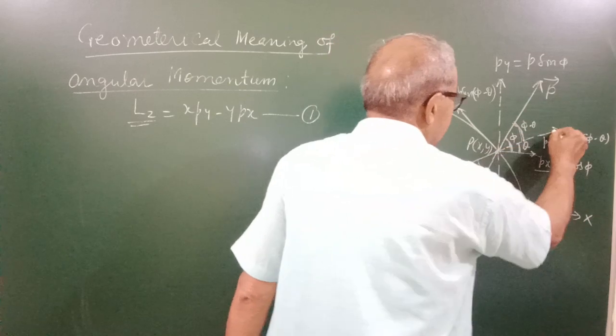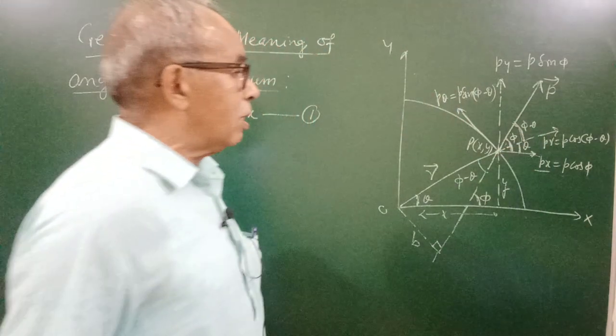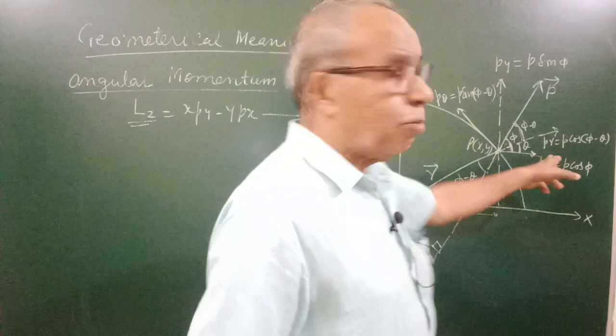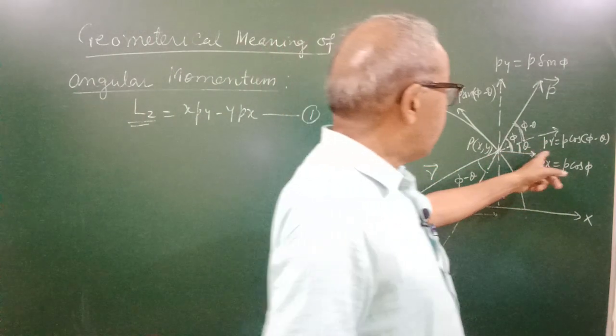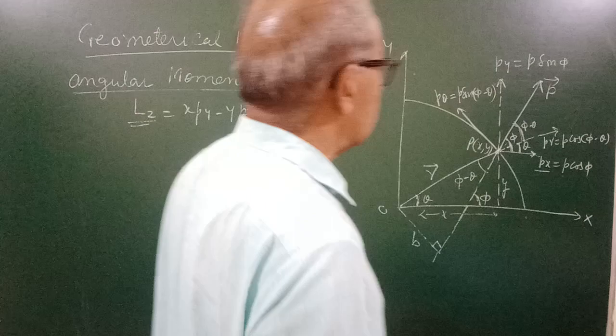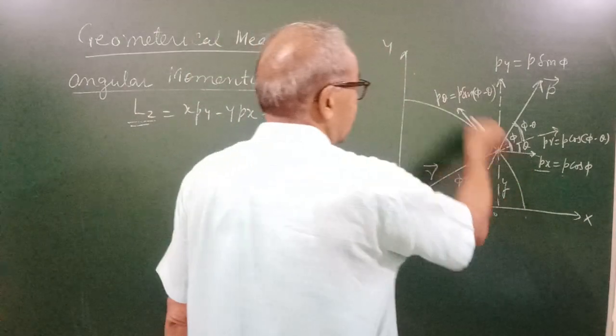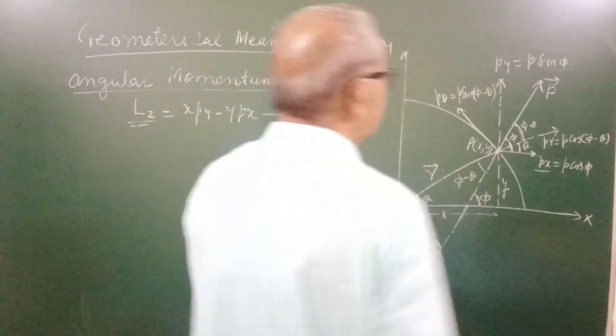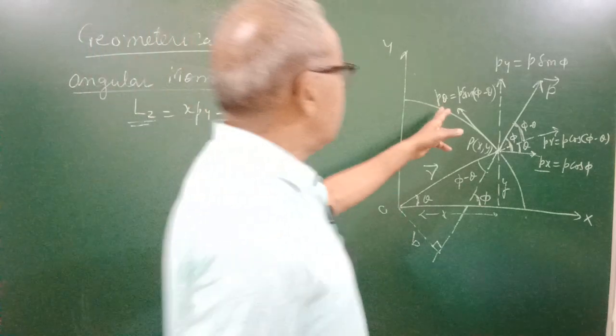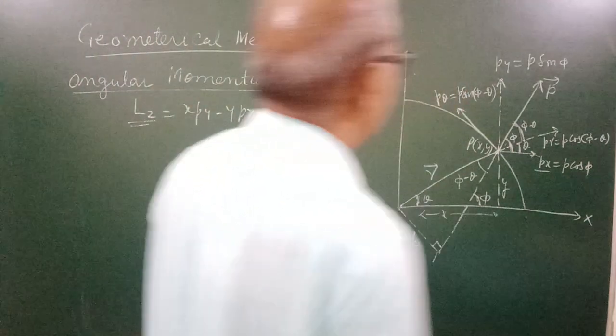The component of p along the radius is called the radial component pR, R for radial. pR, the radial component, is p cos(phi minus theta). And along the tangent it is called the angular or tangential component p theta, equal to p sin(phi minus theta).